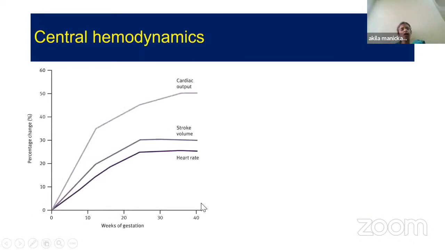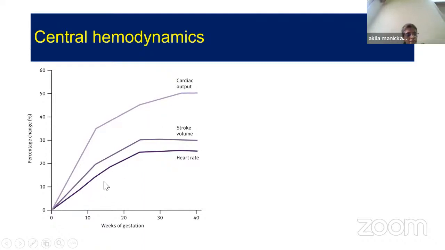And when you look at the central hemodynamics, what happens to the cardiac output? We are bothered about heart rate, stroke volume, cardiac output, systemic vascular resistance, and the filling pressures of the heart. This is how we look at hemodynamics in any patient. So in a pregnant patient, the heart rate begins to rise by 15 to 20%. This early rise in heart rate is the first one to be achieved, even before the cardiac output increases.